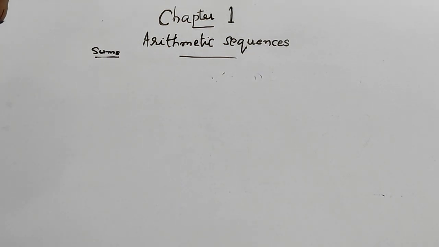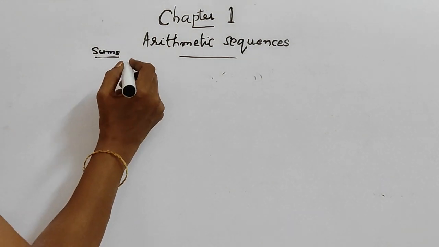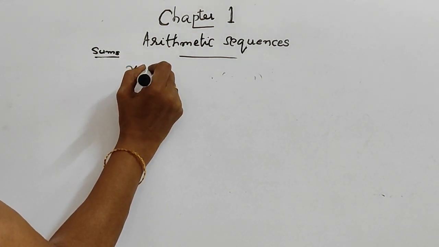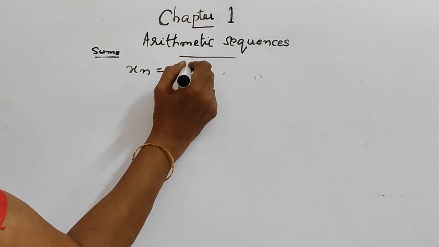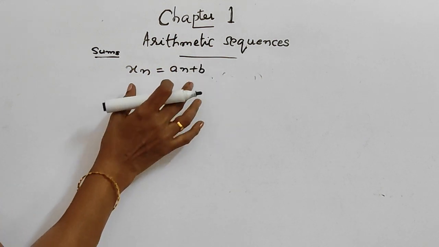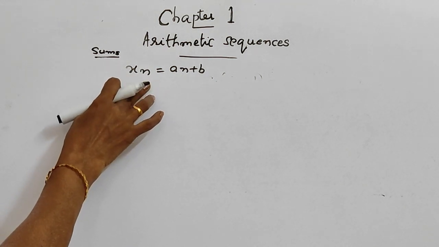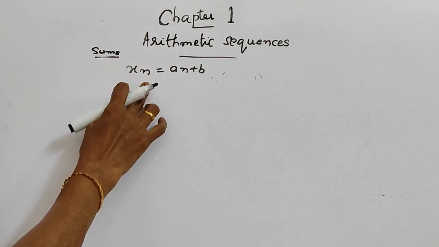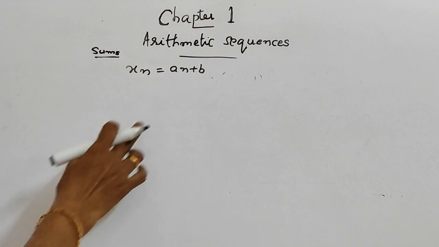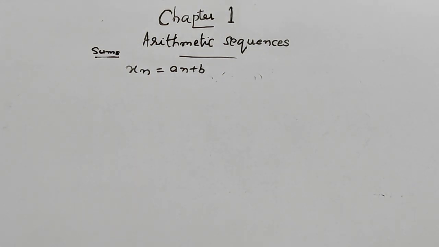Any algebraic sequence is of the form xn is equal to an plus b, that we have studied. Any sequence of this form is an arithmetic sequence. Here, substituting n is equal to 1, 2, 3.